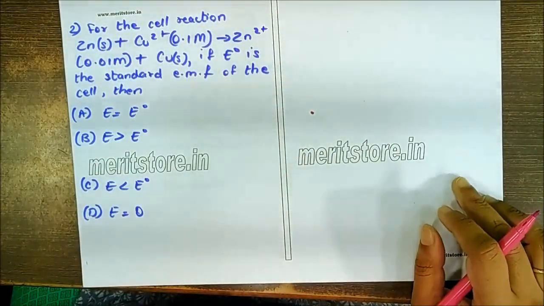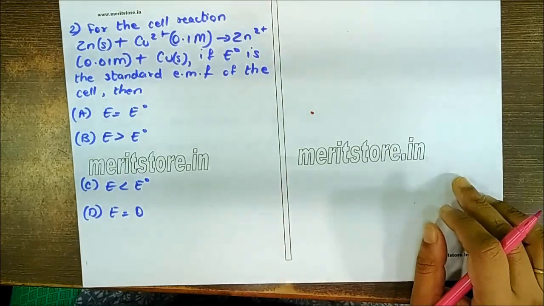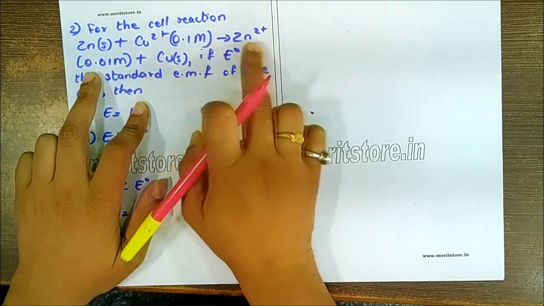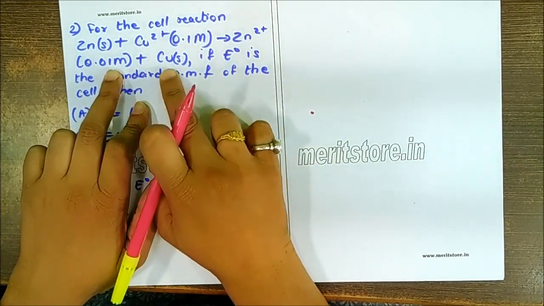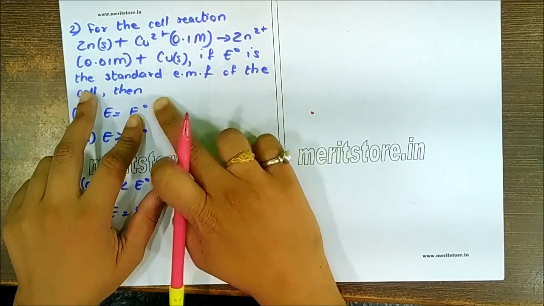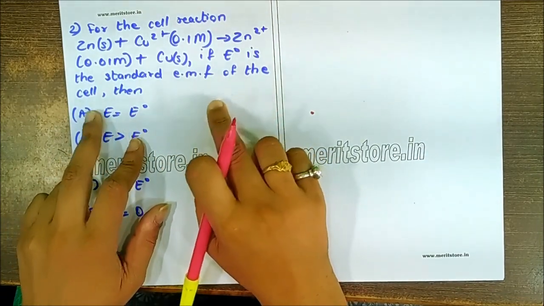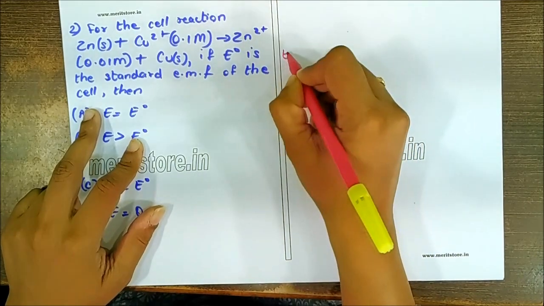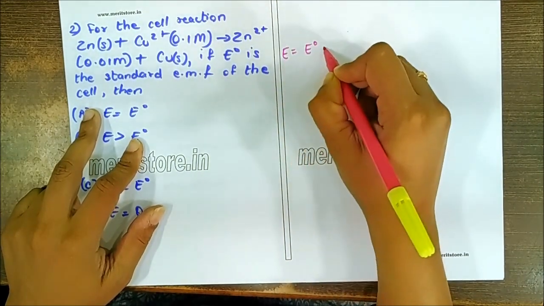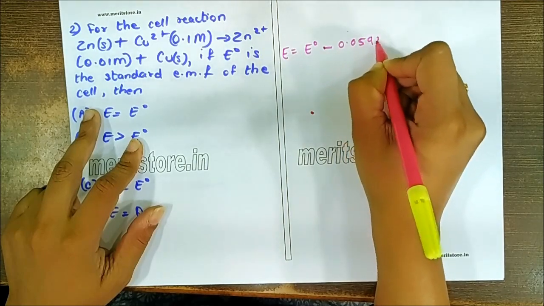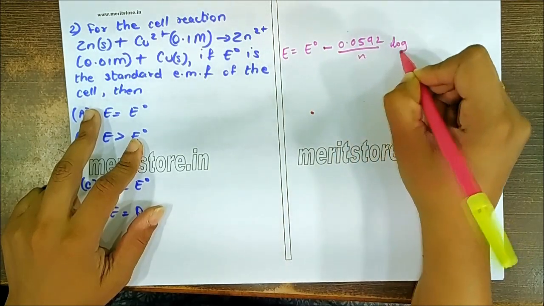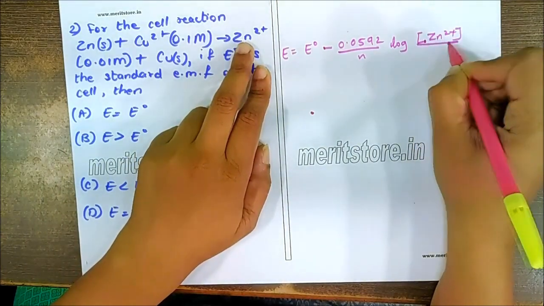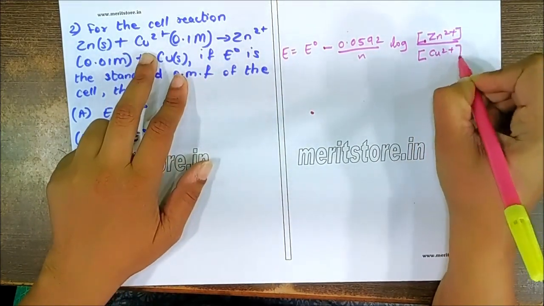Question number 2: for the cell reaction Zn solid, Cu2+ 0.1 molar, giving Zn2+, which has concentration 0.01 molar, and copper solid. We have to compare the standard EMF E0 of that particular cell with respect to E. So we have E is equal to E0 minus 0.0592 upon n log to the base 10 of the concentration of Zn2+ ions divided by the concentration of Cu2+ ions.